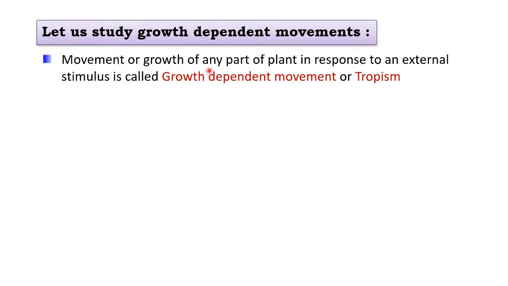Movement or growth of any part of a plant in response to an external stimulus is called growth dependent movement, or it is also called tropism. I have already explained to you that any movement exhibited by a plant or any part of the plant in response to any external stimulus will be called growth dependent movement, which is also called tropism. So you have understood this one.